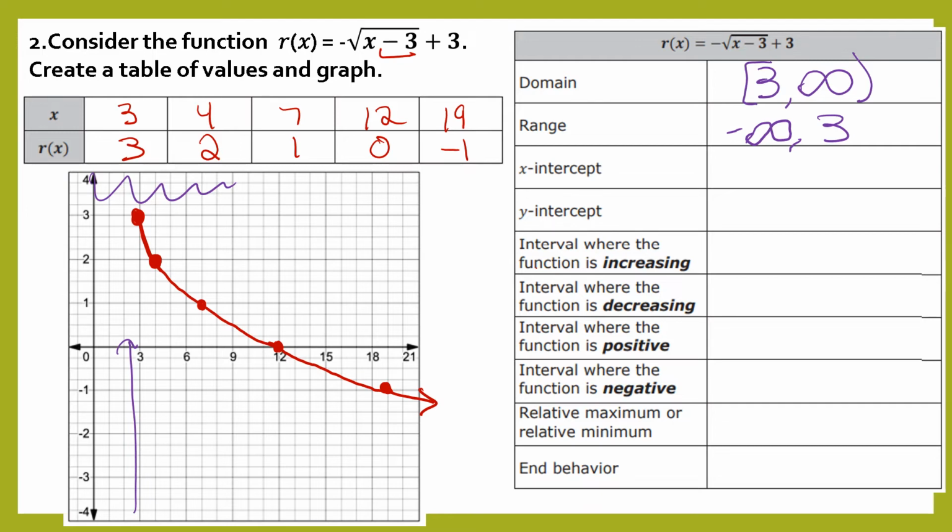All right, so we always put parentheses around our infinities. And then are we going to include that 3? Are we going to put a bracket or a parentheses around it? Bracket, yeah, we got an ordered pair there, so we are going to put a bracket around that one.